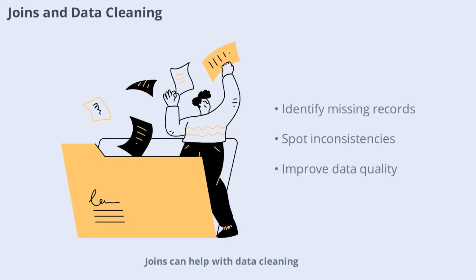Joins can help with data cleaning by identifying missing or inconsistent records. For example, a left join can show customers without orders, highlighting gaps in your data. Use joins to spot and fix data quality issues.